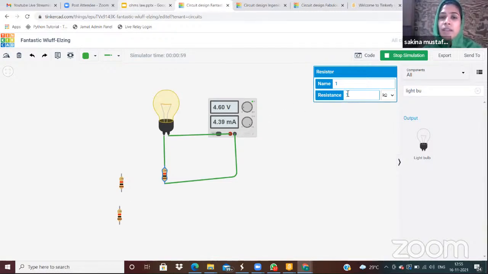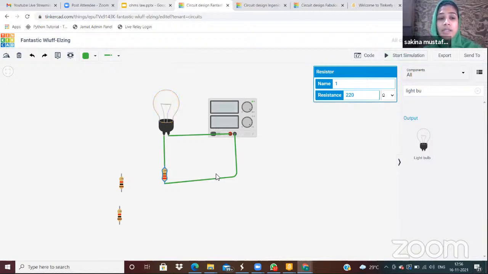Now instead of 1K, I'm just using 220 ohms. Okay, so see, it has brightened up more. And if we increase the voltage, the bulb glows even more. So we can connect it in series, and we can connect it in parallel in the same way.